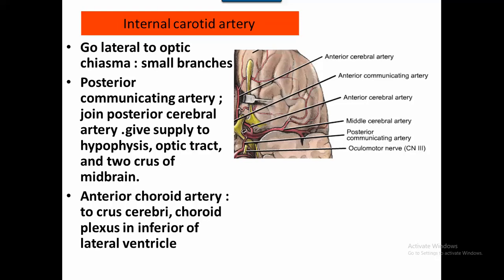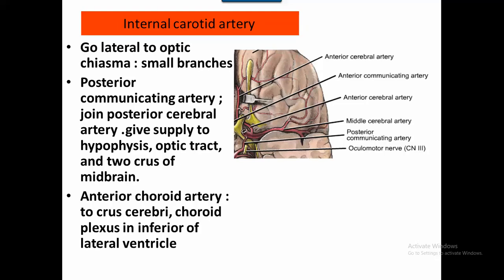It is one of the branches of the common carotid artery in the neck, which its origin is from the subclavian artery. Now, the subclavian artery gives the common carotid artery, then the common carotid artery divides into internal carotid and external carotid artery. The internal carotid artery takes its way through the internal carotid canal to go inside the cranial cavity, enters the cavernous sinus, and then goes lateral to the optic chiasma.